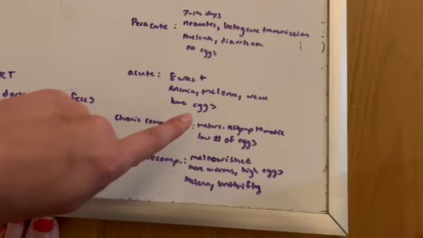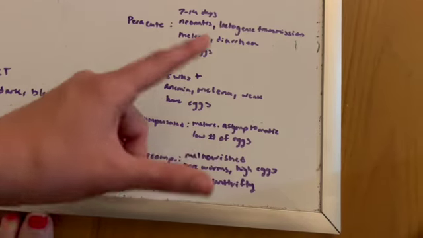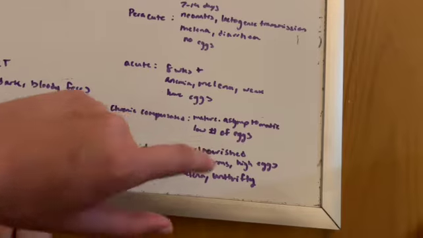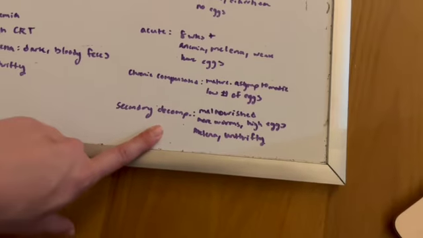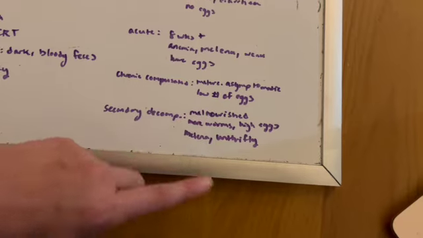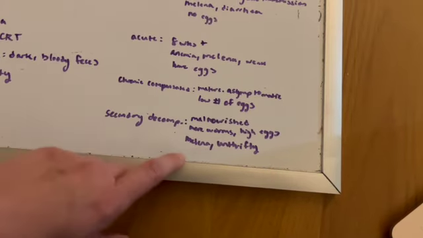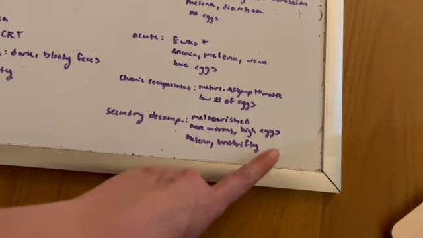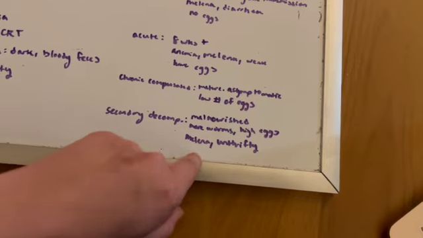Chronic compensated are going to be your mature, healthy adults. They tend to be asymptomatic, and they'll have a low number of eggs in the feces. Secondary decompensated is when an adult dog is malnourished. So they do have worms, and they have a high egg count, and they're going to have melena and be unthrifty as well.